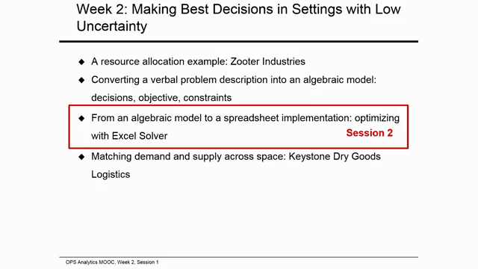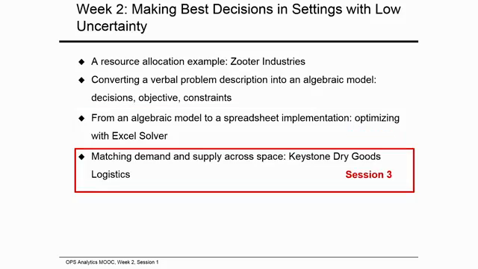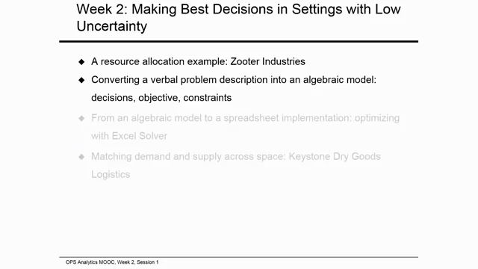In session 2, we'll convert the analytics model built in session 1 into a spreadsheet form and use an Excel add-in called Solver to find the best course of action. Finally, in session 3, we will model another decision frequently encountered in practice, a decision that involves shipping goods through a network of supply and demand locations. As in sessions 1 and 2, we will build an analytics model describing the network management problem, convert it into a spreadsheet formulation, and identify the best option using Solver. Let's start our session 1.